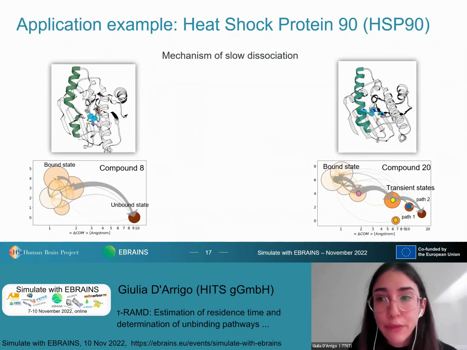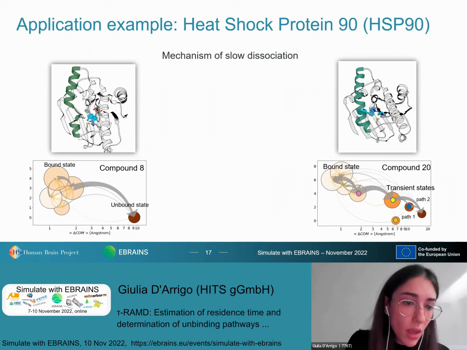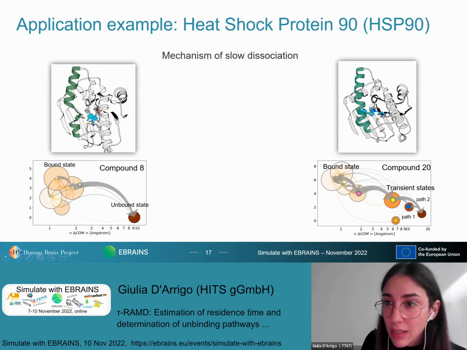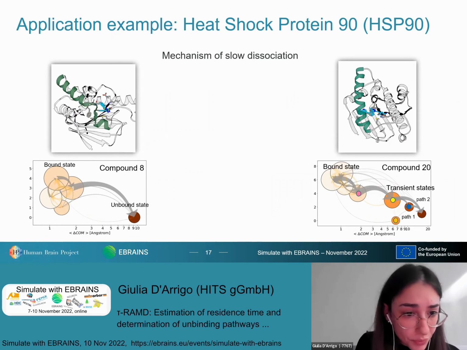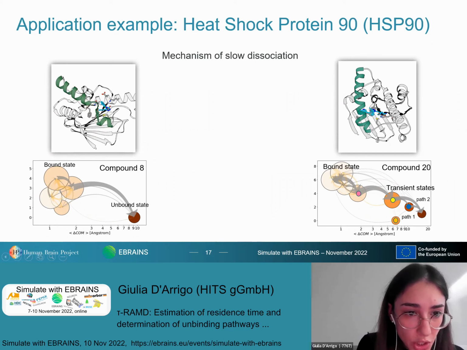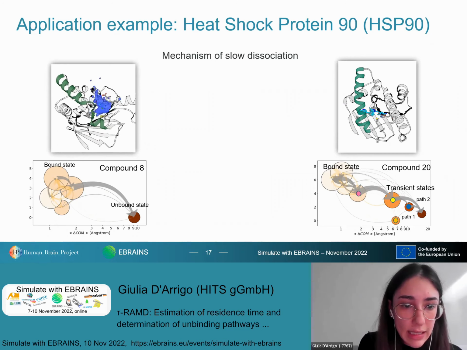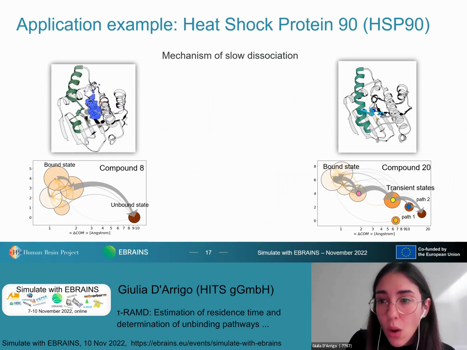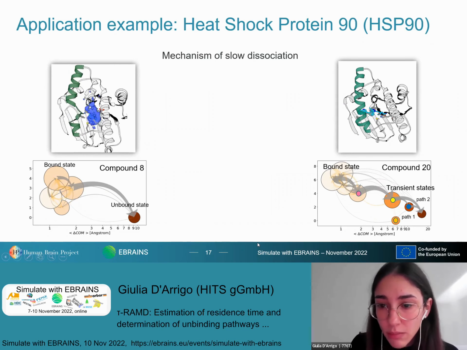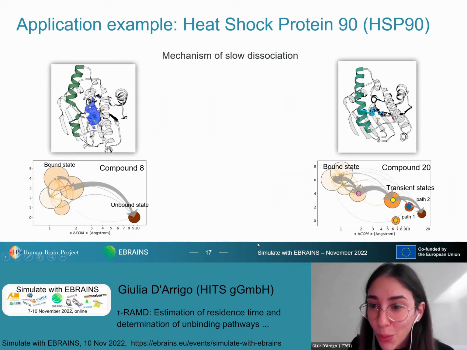And what you can see here, for instance, for compound 8, is that it basically immediately leaves the binding site as soon as it loses the main interaction. And in the video shown above, you can see the main pathway shown as a blue contour. While for compound 20 on the right, the situation is a bit more complicated.